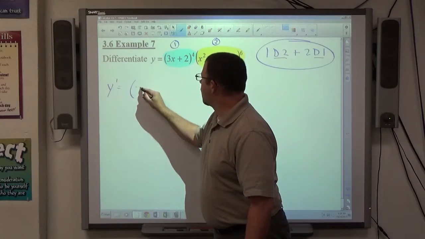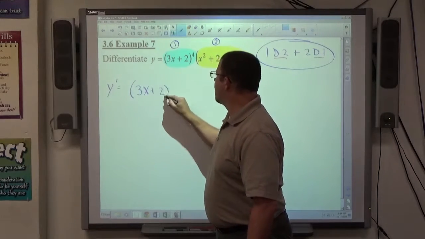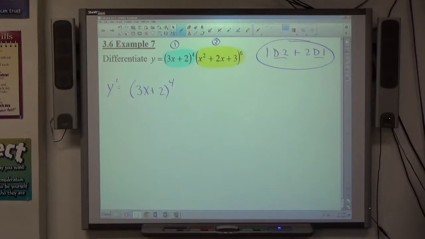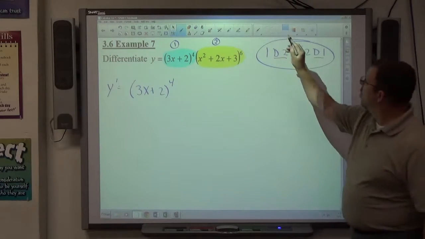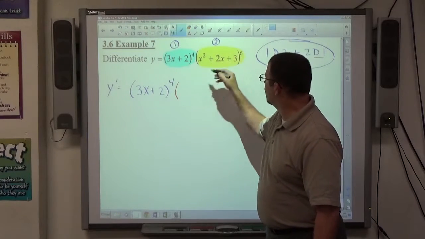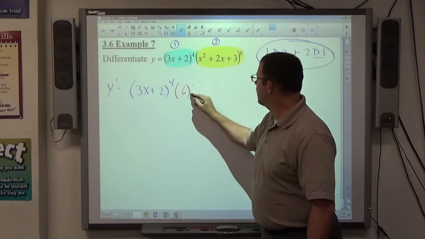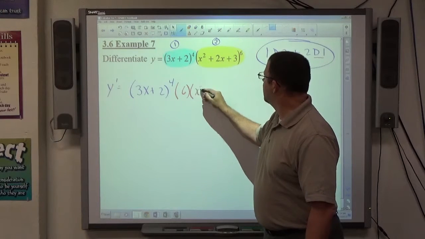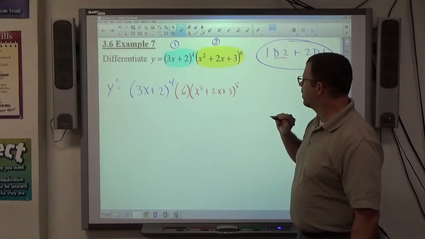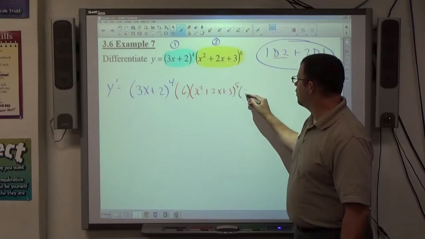1d2: the 1 means we write down function 1 exactly as it is, nothing weird happens to it. That's (3x plus 2) to the 4th. When I go d2, it's the power structure, so 6 times (x squared plus 2x plus 3) to the 5th, multiplied by 2x plus 2.